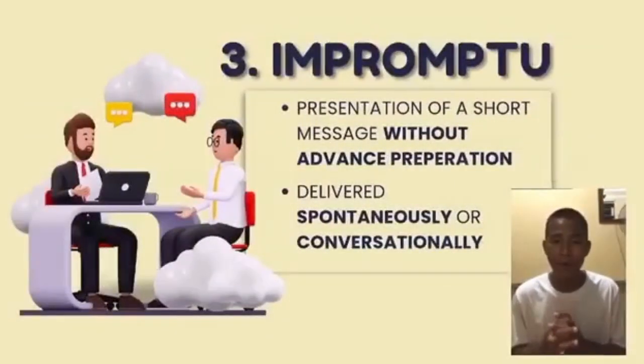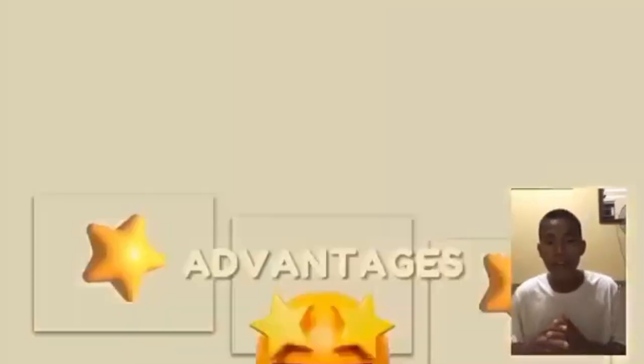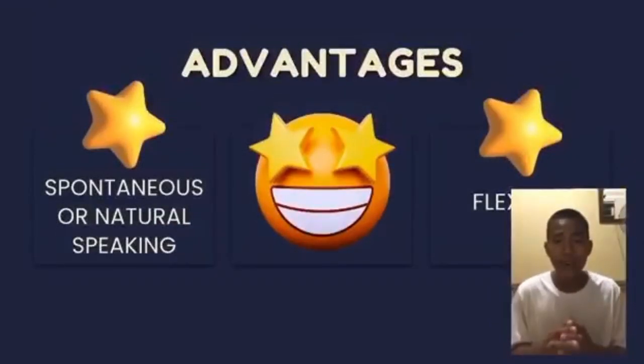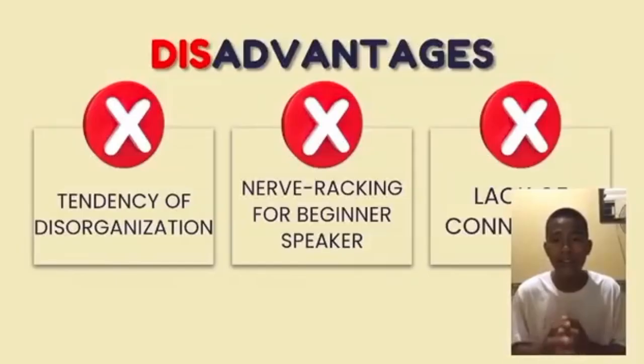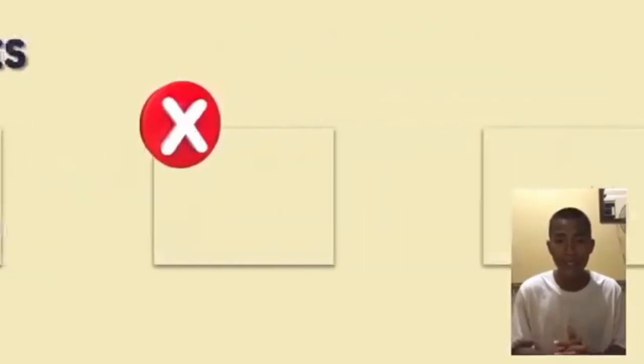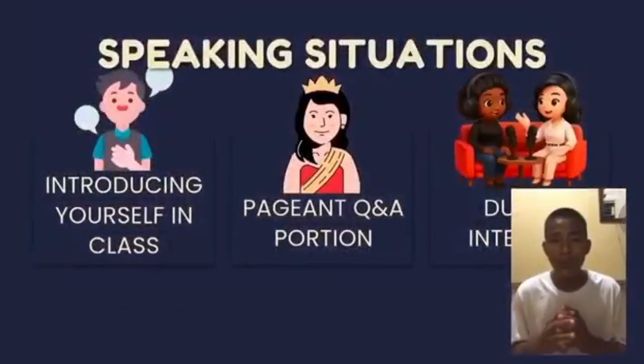Third is impromptu. This type is unprepared. You speak spontaneously or conversationally. Its advantages are that it's natural and flexible, showing your real thoughts. But it can be disorganized and nerve-wracking for beginners. For speaking situations, examples are introducing yourself, pageants, Q&A, or job interviews.